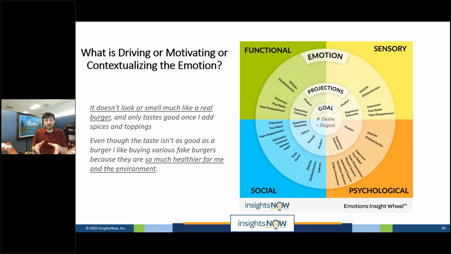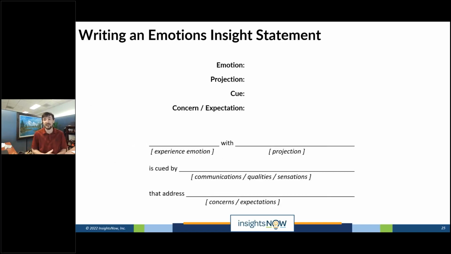In this particular element, I underlined two pieces, right? Not looking or smelling much like a real burger, right? That's her prior experience, and being healthy for her in the environment. Okay, well, this one, smelling great, nice smoky smell, is really attending more towards those elements that a real burger should smell like, and that her current veggie burgers don't smell that way.